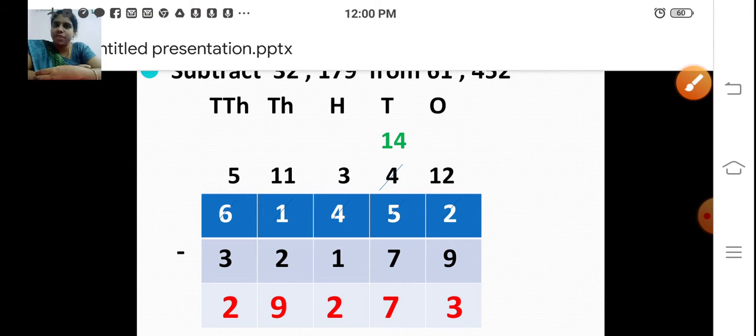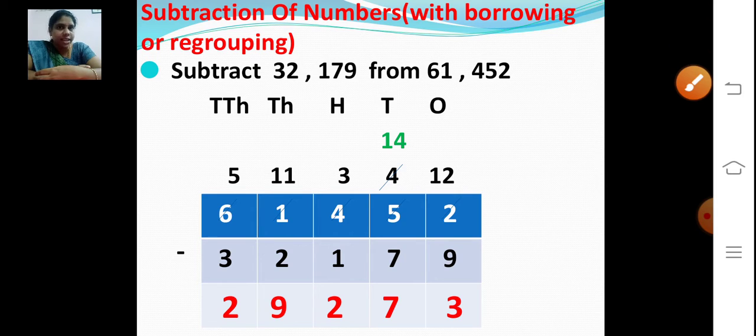How will you subtract two numbers? First we have to start from the ones place. 2 minus 9 is not possible. So I am borrowing 1. So my ones place will become 12 now. 12 minus 9 is 3. My tens place will become 4. 4 minus 7 is not possible. So I am borrowing 1 from the hundreds place. So 14 minus 7 is 7. My hundreds place will become 3 now. 3 minus 1 is 2.